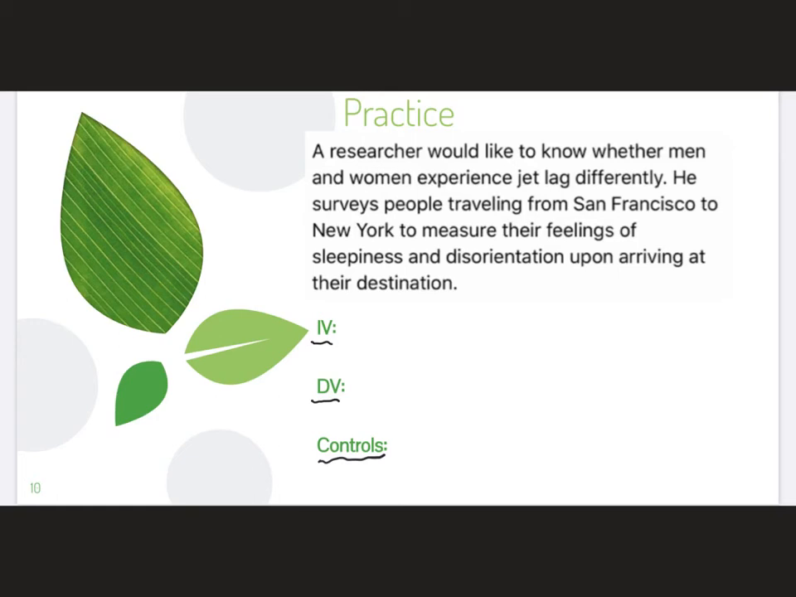So the independent variable ought to be sort of men versus women, or we could say it's gender. So note that this isn't something that we are directly manipulating, right? We're not changing the gender of people.